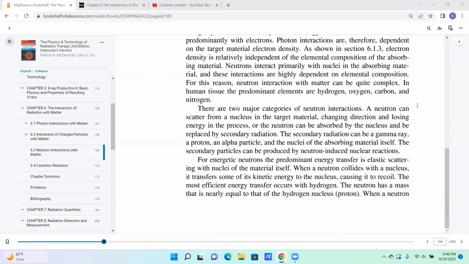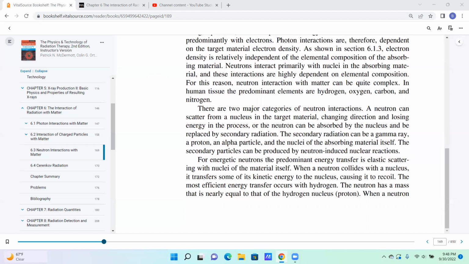So you've got two major categories. A neutron can scatter from a nucleus in the target material, changing direction and losing energy in the process, or it can be absorbed by the nucleus and replaced by secondary radiation. That secondary radiation can be a gamma ray, a proton, an alpha particle, or the nuclei of the absorbing material itself. These secondary particles can be produced by neutron-induced nuclear reactions.